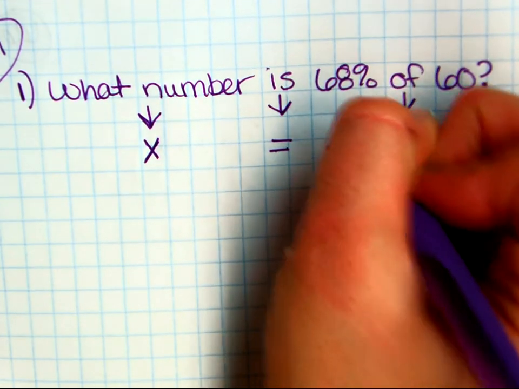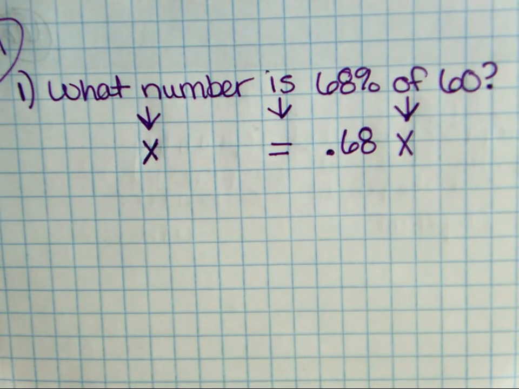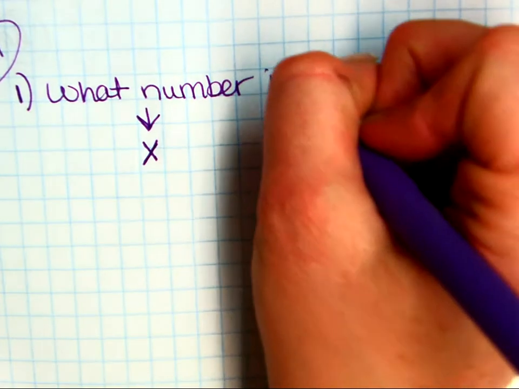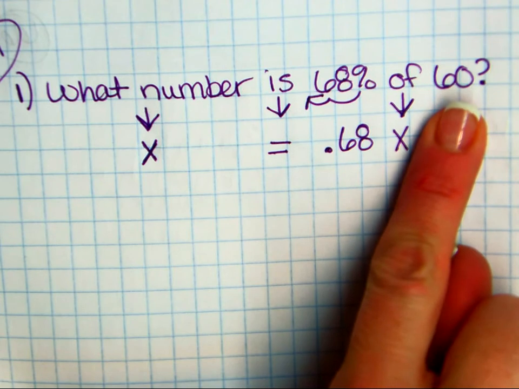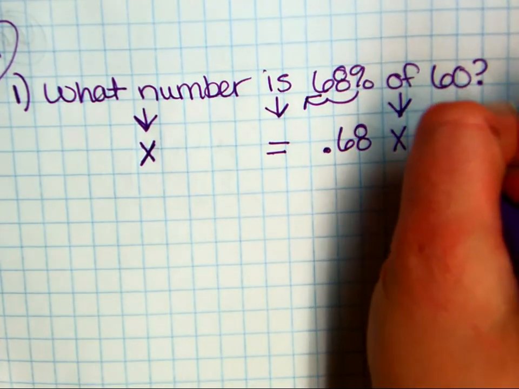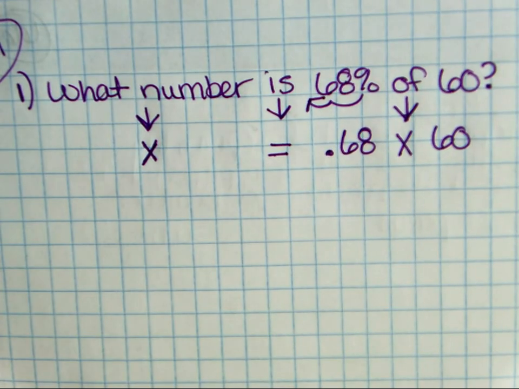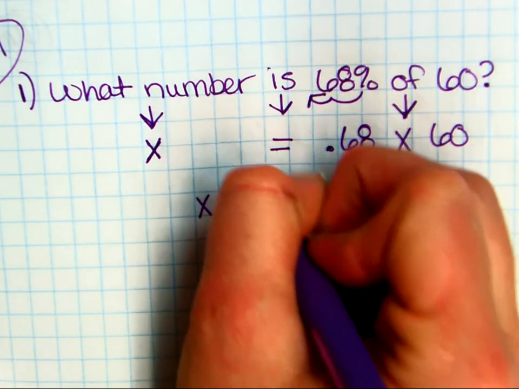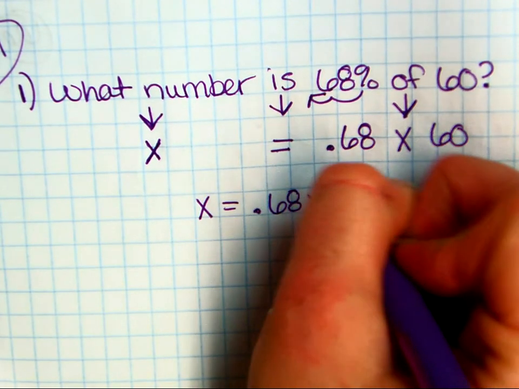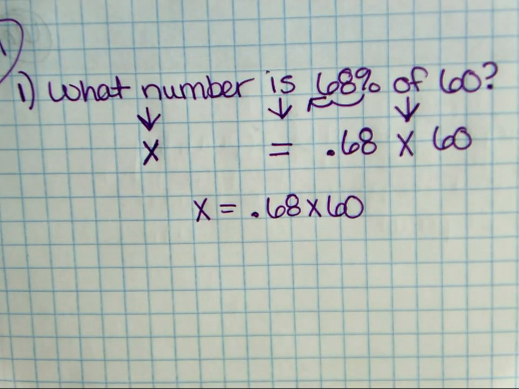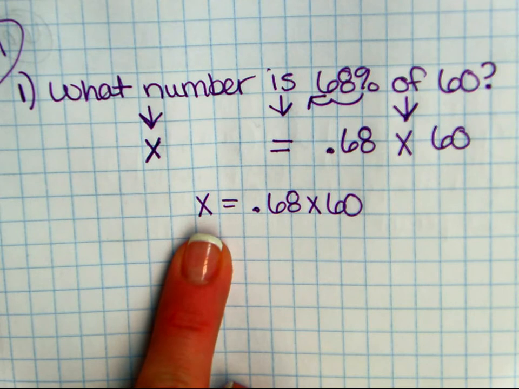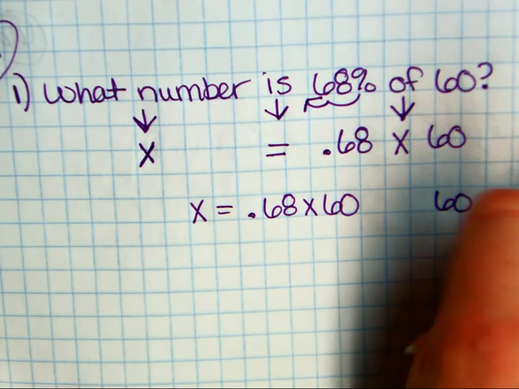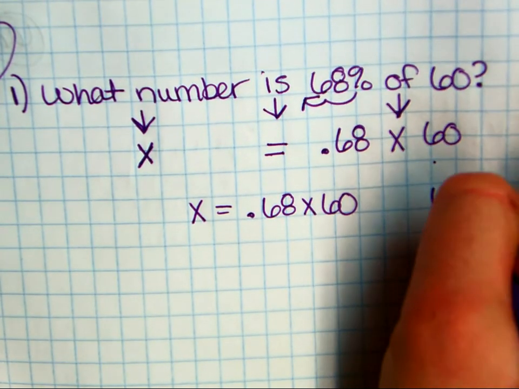So I end up with 68 hundredths, because I moved it twice like that. And then the 60 is not a percent, it's already a number, so I'm just going to drop that down. Okay, so now I have the equation x equals 68 hundredths times 60. So my next step, because my variable is already isolated, it's by itself, is actually to do the math. So I'm going to do 60 times 68 hundredths.